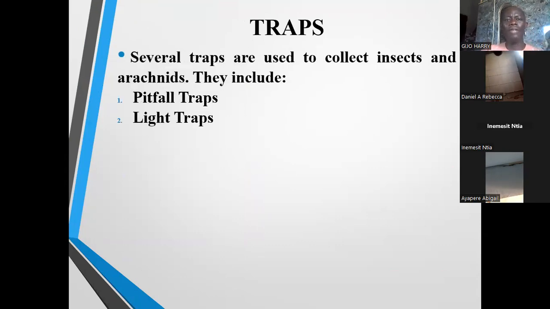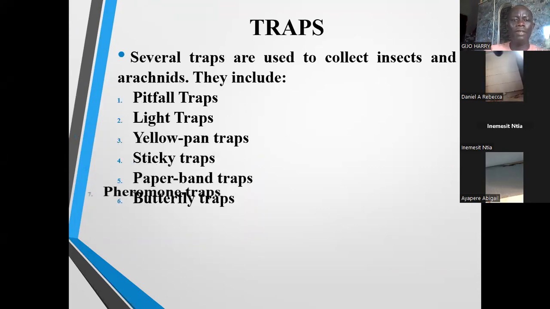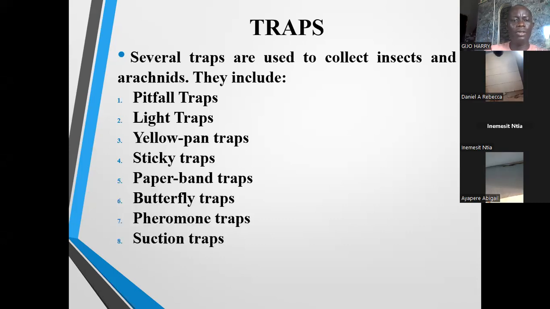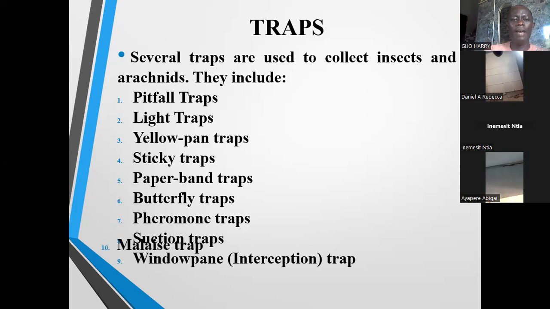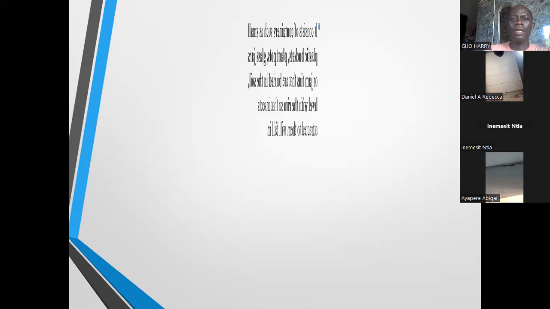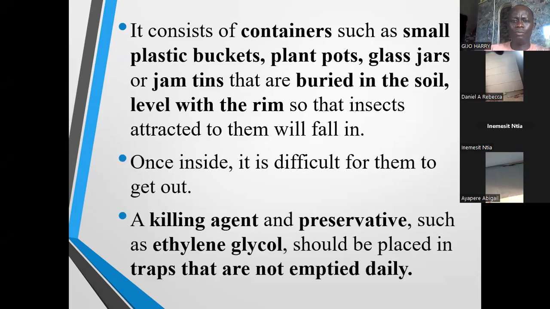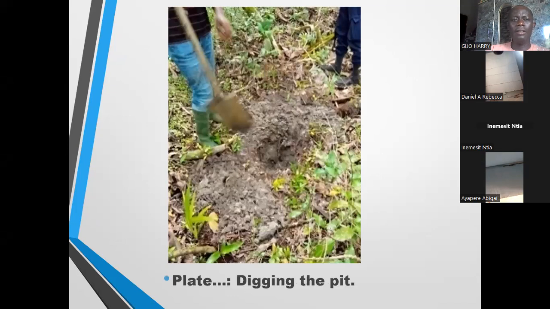We have the pitfall traps, the light traps, the yellow pan traps, the suction traps, the paper band traps, the butterfly traps, the pheromone traps, the window pane, and the malaise traps. Now, the pitfall trap, like we said, requires a bucket that's dug into the ground. When it is dug in, it should be at the level of the soil, and it's used to collect ground-moving insects and arachnids.